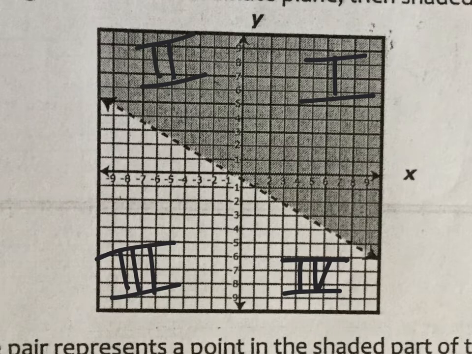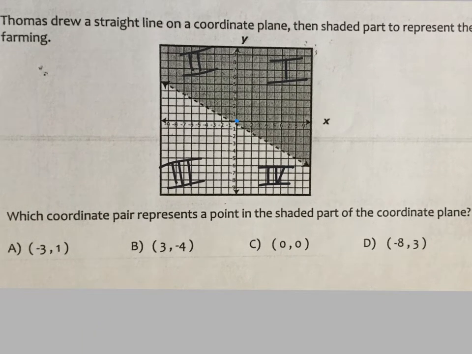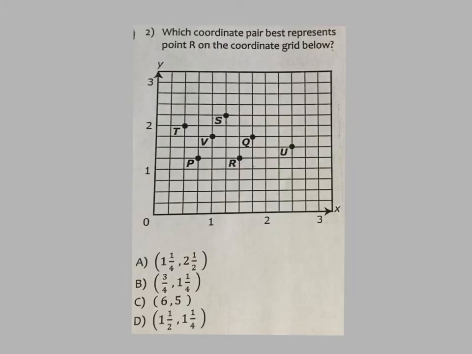D says (-8, 3). We start at the origin, go left to -8, and up to 3, and we are still not in the shaded area. So it does look like the correct answer is going to be answer choice C, which was the origin. So we'll choose C. Which coordinate pair best represents point R on the coordinate grid below? Point R is right here at our red dot.